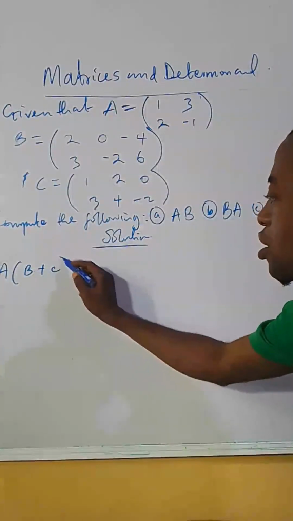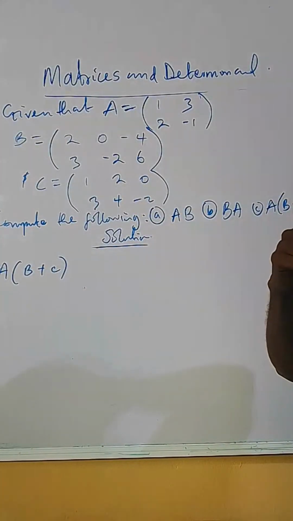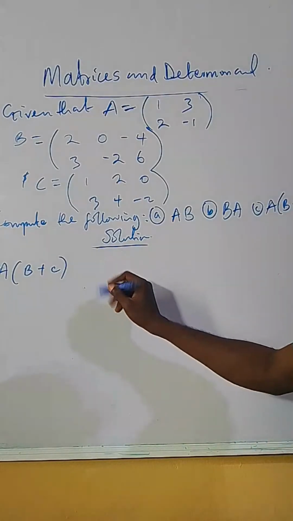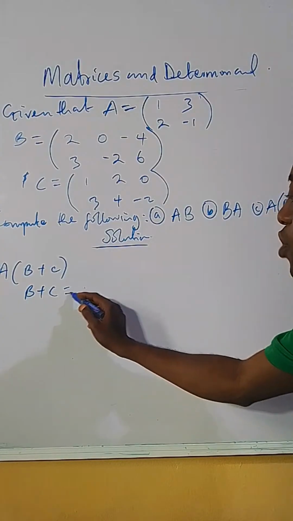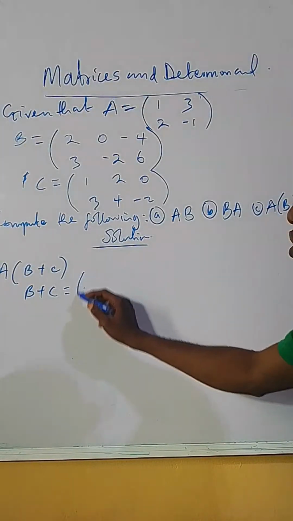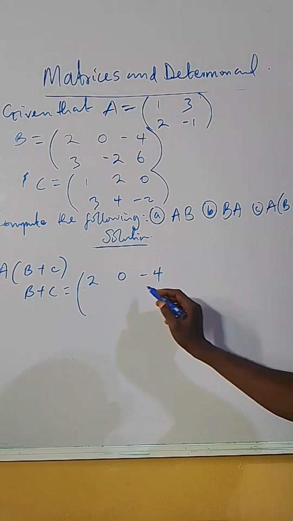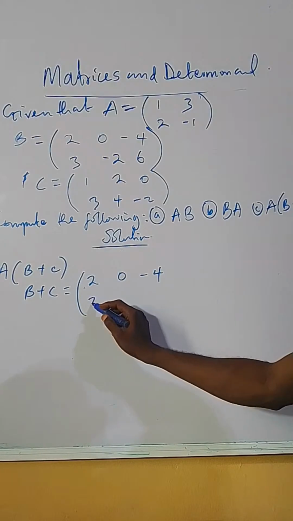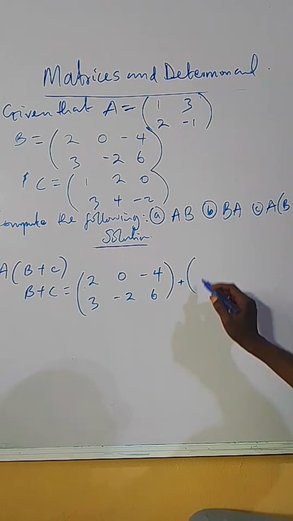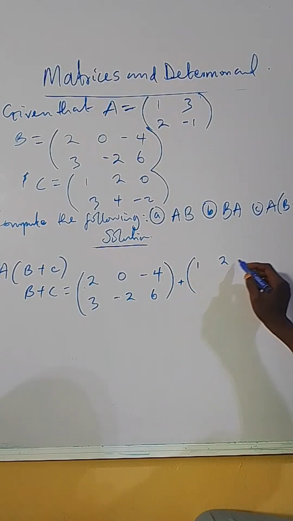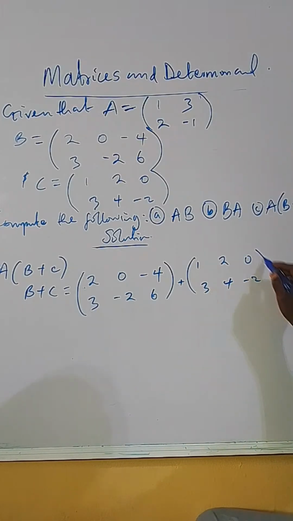C. Now, when we have something, we need to handle the bracket first. And what is in the bracket, which is B plus C? We had B and C. So we have B is 2, 0, minus 4, then 3, minus 2, 6, then plus C. And C here we have 1, 2, 0, 3, 4, minus 2.